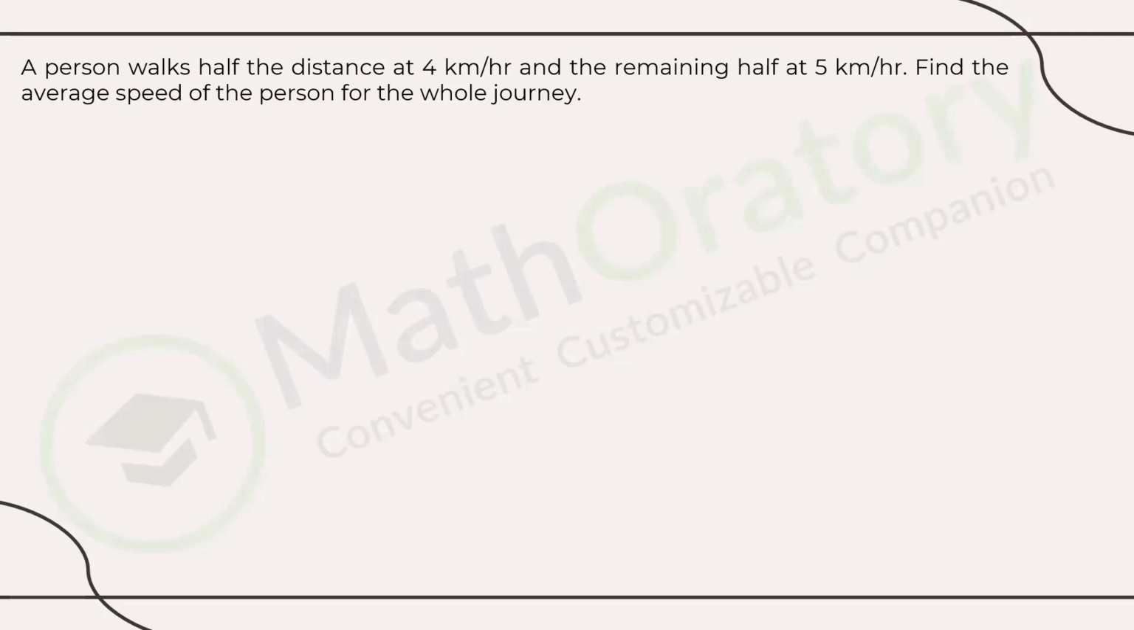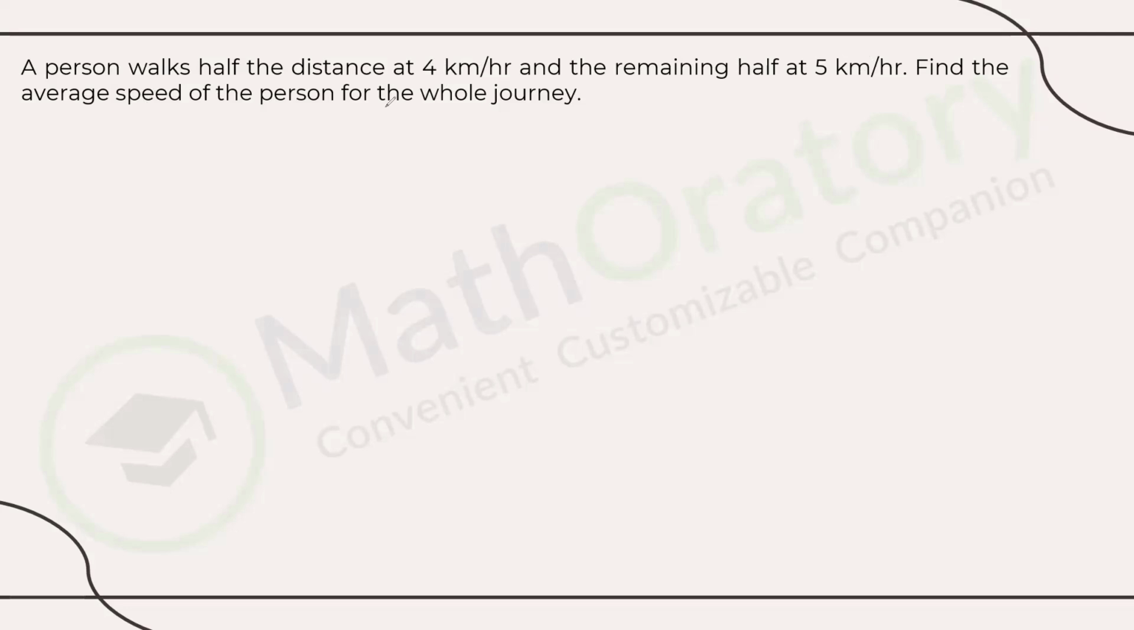Hi everyone. I'll be covering a couple of questions in this video. The first question is a basic idea on average speed. The question tells us a person walks half the distance at 4 km per hour and the remaining half at 5 km per hour. Find the average speed of the person for the whole journey.